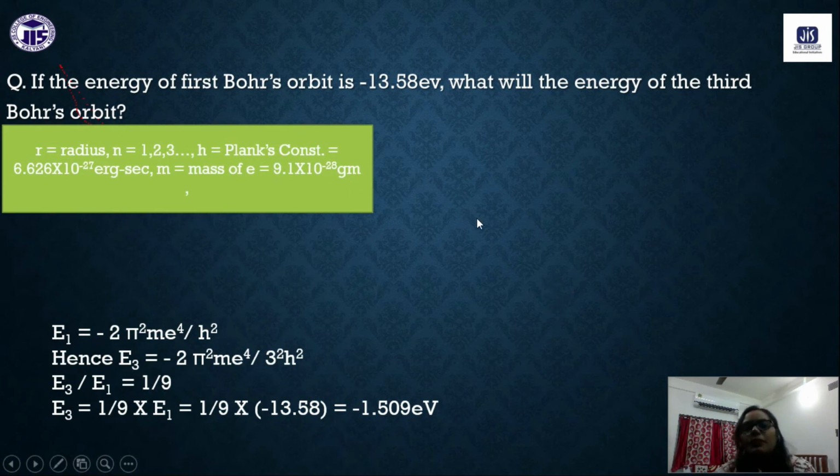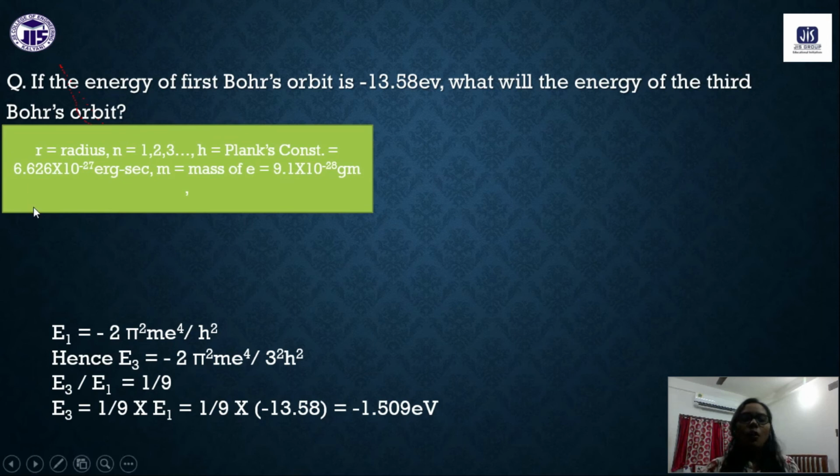If the energy of the first Bohr orbit is minus 13.58 electron volt, what will be the energy of the third Bohr's orbit? Here we have to calculate the energy of the third Bohr orbit. While you are solving problems, you have to check the question very well: whether you have to determine the energy of the first Bohr orbit or the energy of the third Bohr orbit. You have to check that very well.